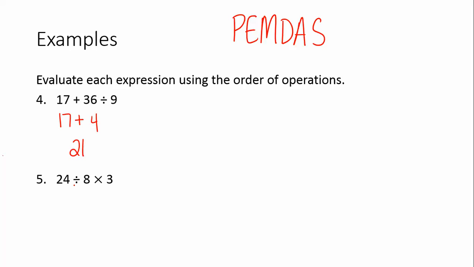Number 5, we have 24 divided by 8 times 3. So we have division and multiplication. Now, in PEMDAS, multiplication is technically first, but you actually don't have to do multiplication before division. You should just do them from left to right. So division and multiplication really are in the same order, so it doesn't matter which one you do first. If we do 24 divided by 8, we get 3. We bring down the times 3. 3 times 3 is 9. So you want to make sure that when you're just down to multiplication and division, you're going from left to right.